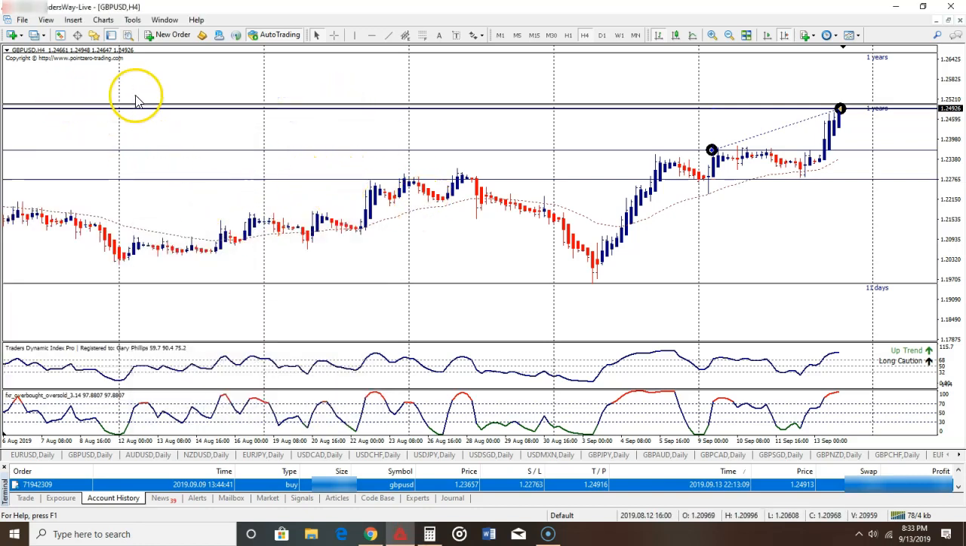So that was the British pound USD. 126 pips. Let me add that to my calculator. Let me write it down somewhere else if I have to add. So 126 pips. I'm going to pause the video. I'm going to load up the next trade, which is the GBP Singapore dollar.